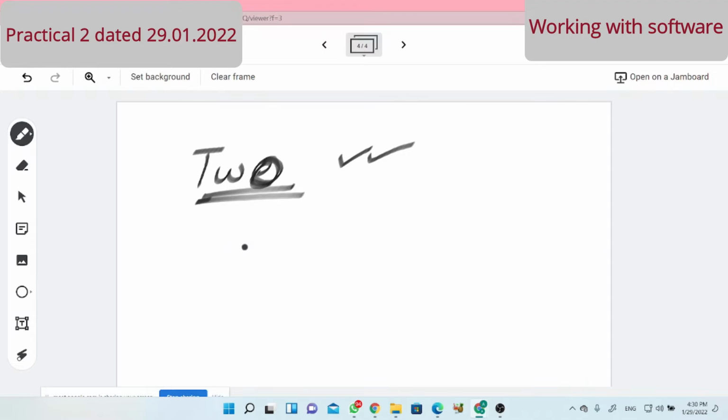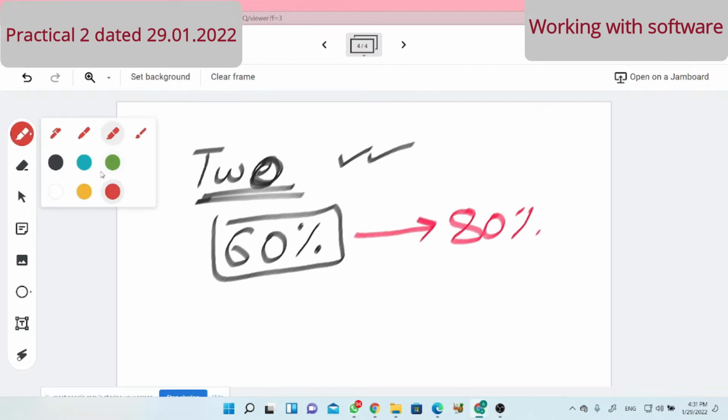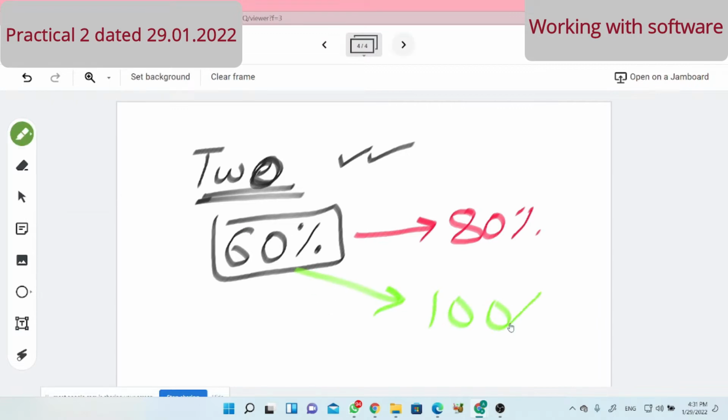I'm not doing score. Is it more than 60%? Yes, sir. Let it be 60% now. I am happy. It's very, very good. You are brilliant. I want to bring it to 80%. There are 100% chances that a few will go to 100%.